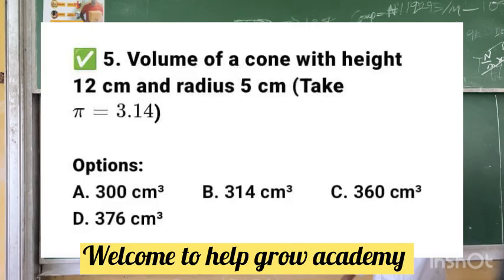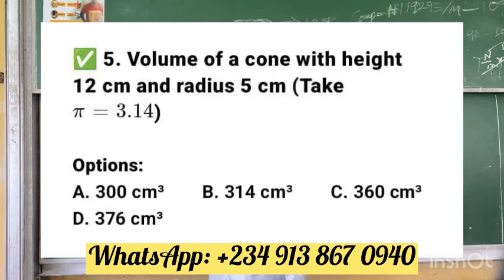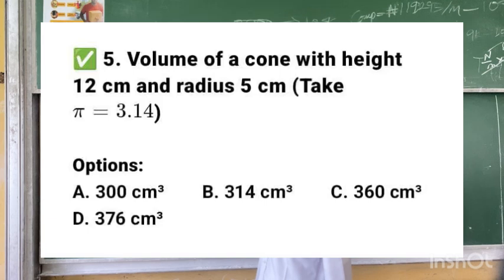Question 5 says find the volume of a cone with height 12 cm and radius 5 cm. Take pi to be 3.142. Option A, 300 cm cube. Option B, 314 cm cube. Option C, 360 cm cube. And option D, 376 cm cube.